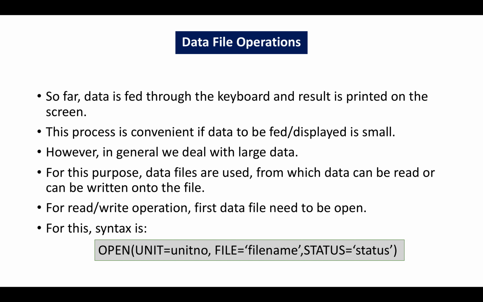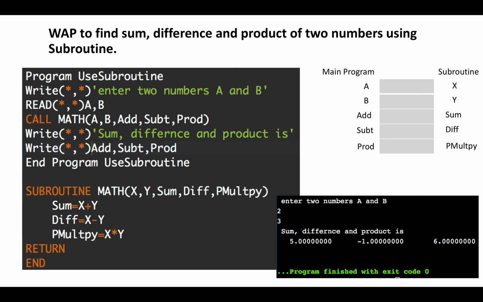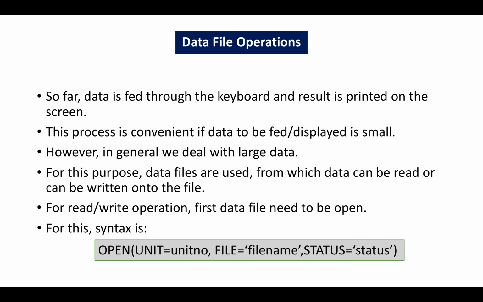Okay, so we have studied subprograms, which have two categories, functions and subroutines. Next is data file operations. So far, data is fed through the keyboard and the result is printed on the screen. We were using read star comma star and write star comma star. The first star in these statements corresponds to, if it is read star, reading from the screen or keyboard, and if it is write star, writing onto the screen. This process is convenient if the data to be fed or displayed is small.